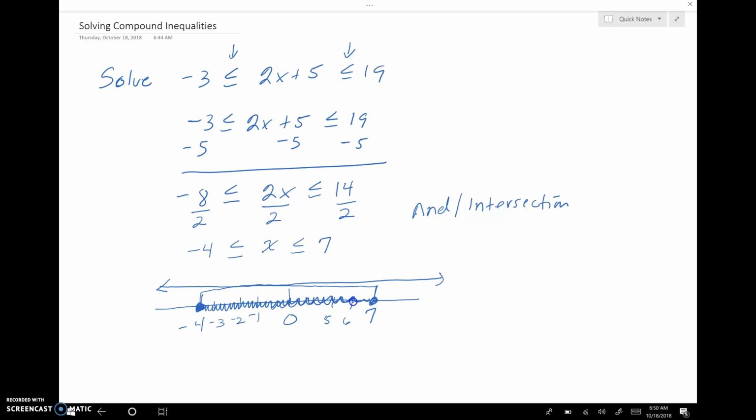So in order for us to describe this in interval notation, we have closed bracket negative 4 comma 7, closed bracket. The closed bracket indicates that we include negative 4 and 7 in the solution. The comma indicates it's all the numbers between negative 4 and 7.